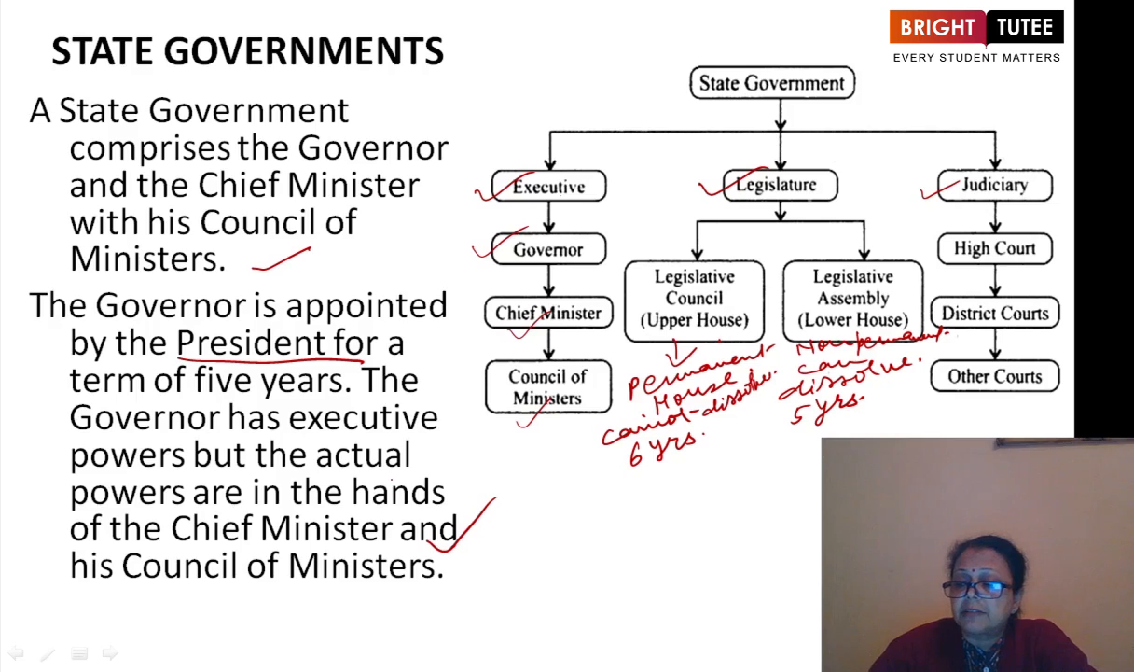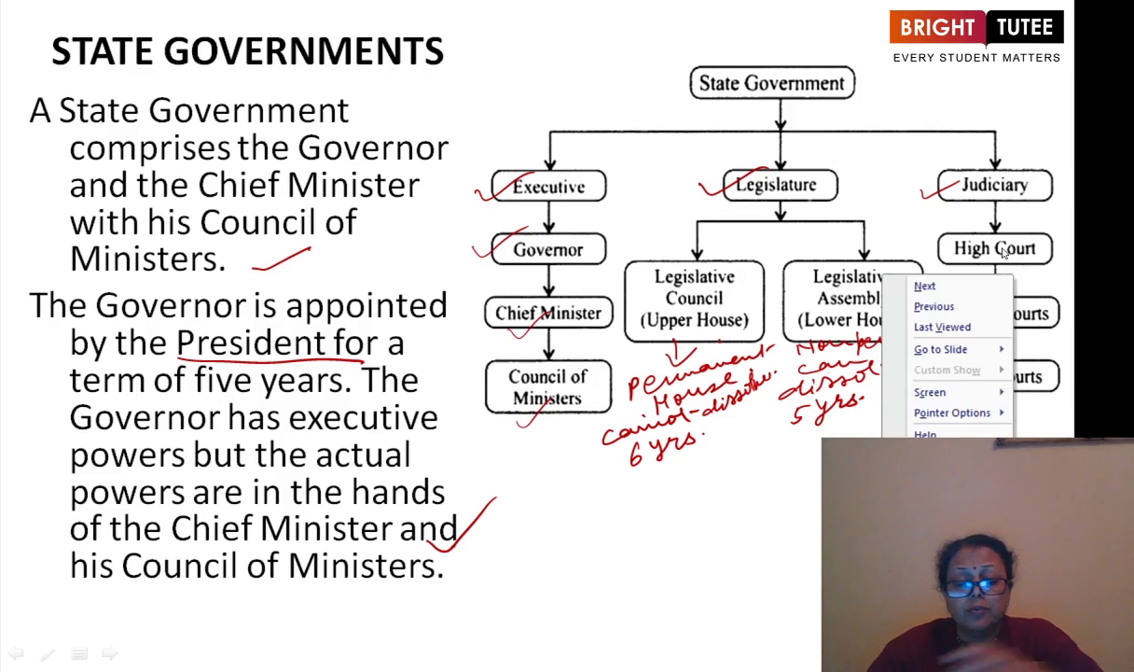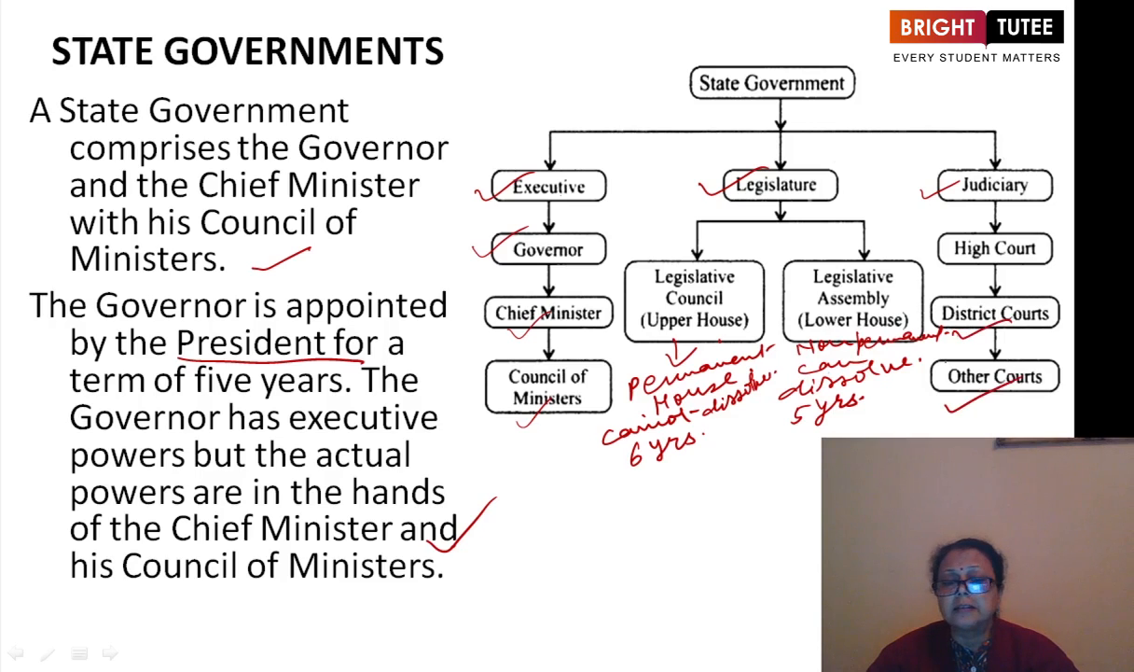The same way we have the system of judiciary also. We have the high courts. At the state level we are discussing, not at the country level. So we have the high court, then we have district courts and the other courts. So this is the system of governance at the state level. In every state we have the same system. Only thing is that this is present in some of the states and it is not present in some of the states. So this is about the state government.